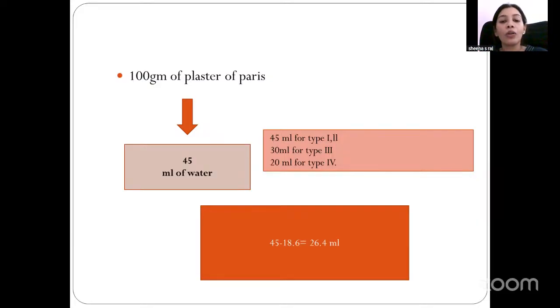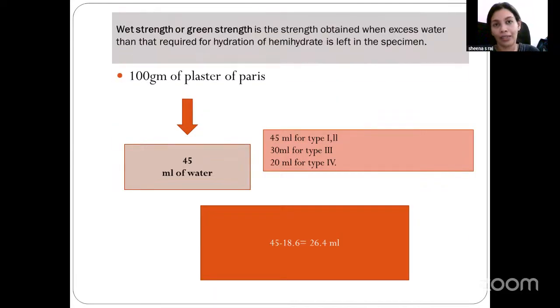So see the calculation. For type 1, we know that 45 ml is required. So 45 minus 18.6 is the water required for the conversion. The remaining is 26.4. That is called the wet strength. Wet strength or green strength is obtained when excess water than that required for hydration of hemihydrate is left in the specimen. So this is a very important calculation that you have to keep in mind.